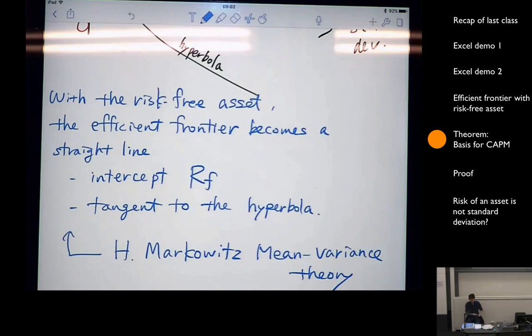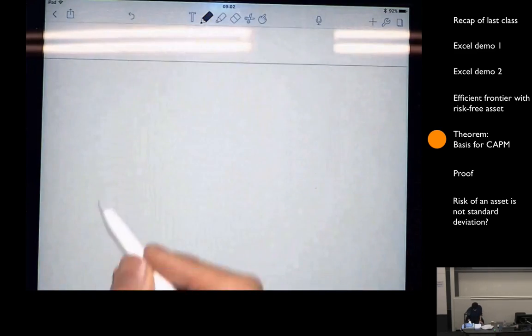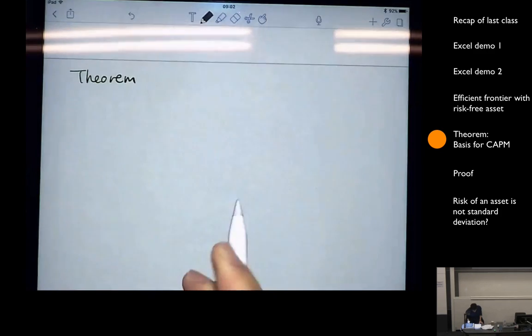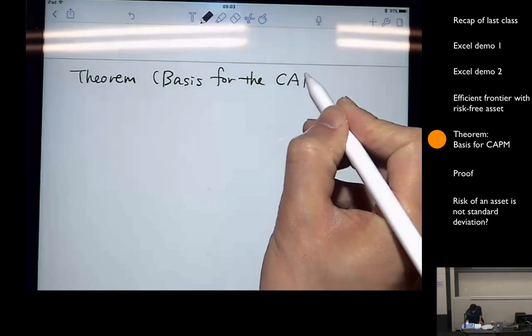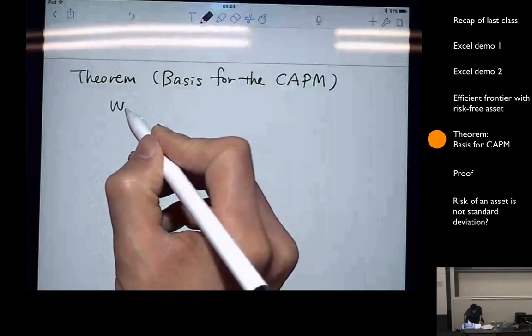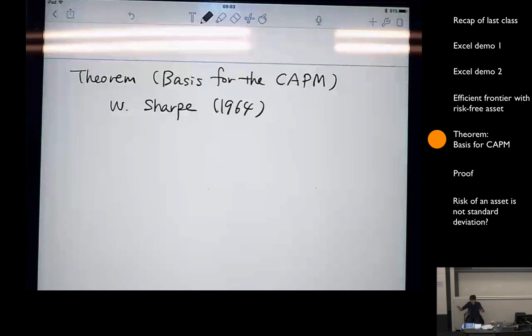Now, William Sharpe, another Nobel laureate in finance, moved one step further. Based on this theory, he took one more step, and he's the father of, well, one of the founders of this well-known finance theory, the capital asset pricing model. So we'll move on to that. Starting with one theorem. This theorem is going to be the base of the capital asset pricing model, CAPM. And this was shown by William Sharpe in his 1964 paper. And the following is the theorem. P is the tangency portfolio.